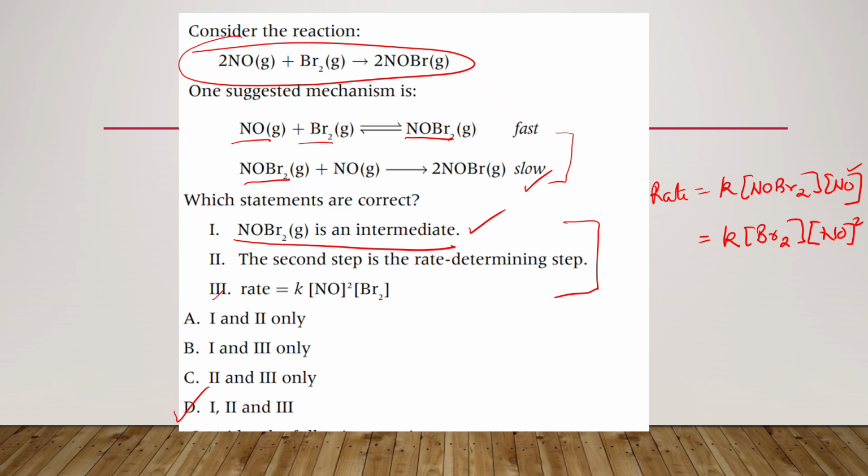So, this concludes our AHL topic of chemical kinetics. I'd like you now to proceed to the elaborate section where you will be doing some textbook and some past paper questions to assess your understanding. And do reach out to me if you have any clarifications. Thank you so much.